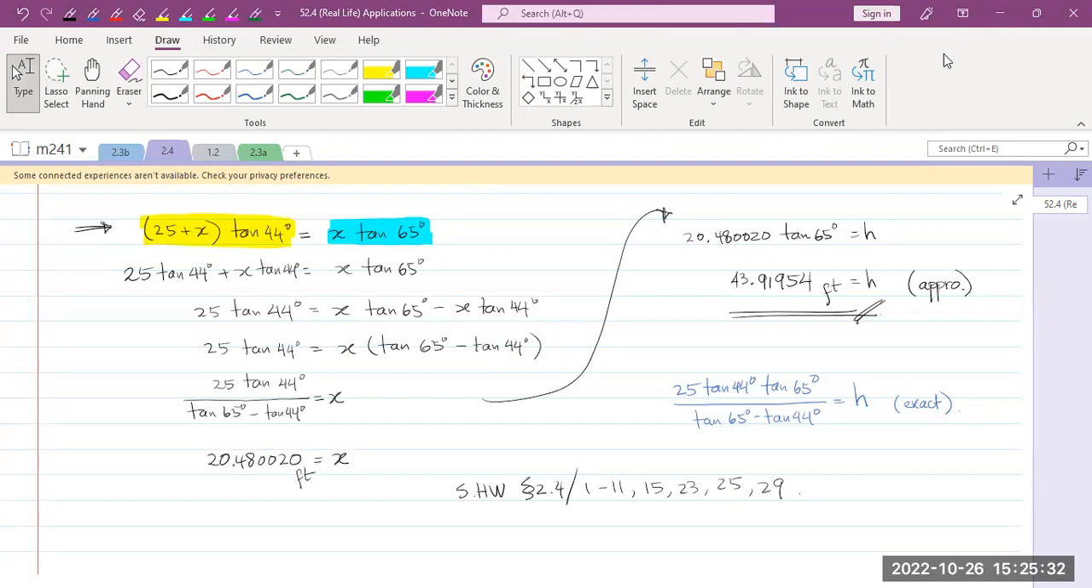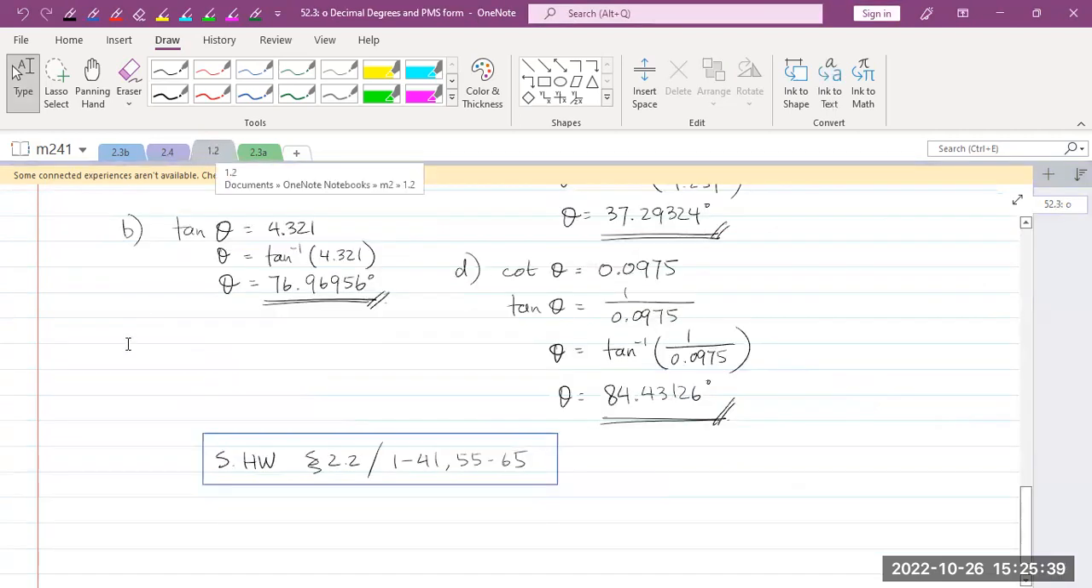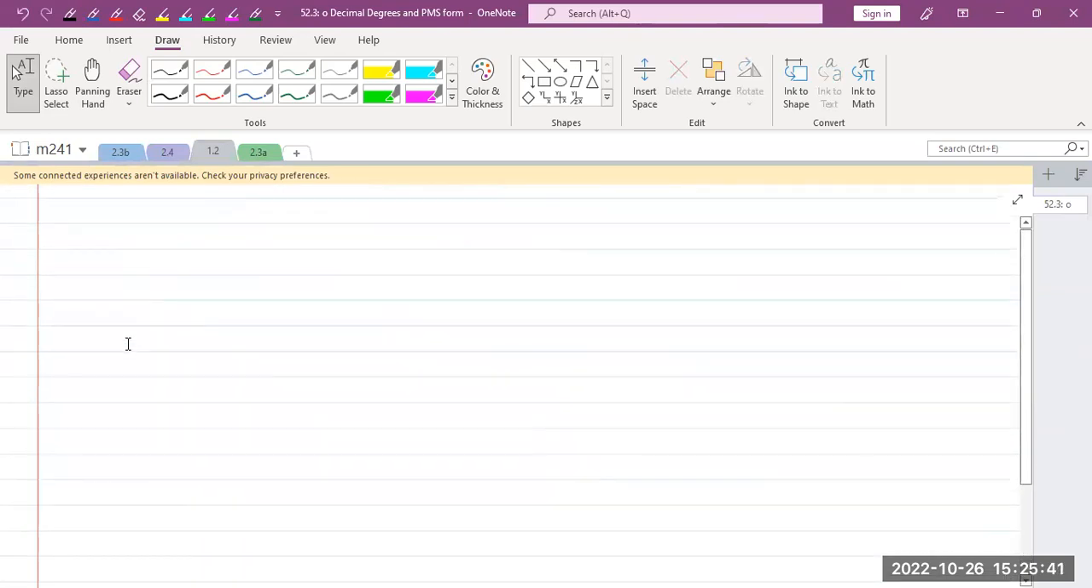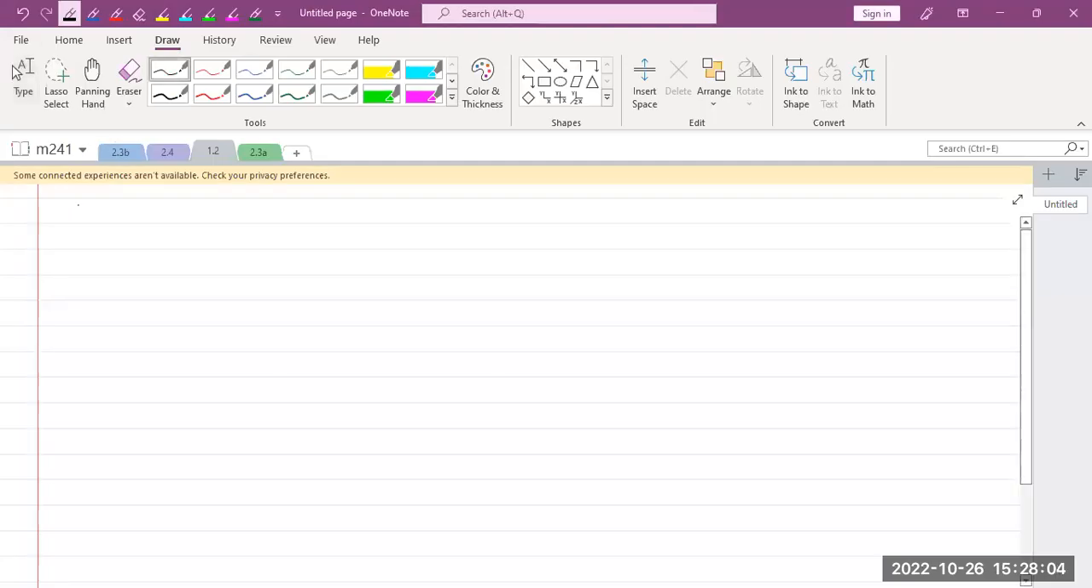Okay, now then let's go on to section 1.4. I'm sorry, 1.2. Oops, I need to delete this. Section 1.2. Okay, section 1.2, that is angles in coordinate system.